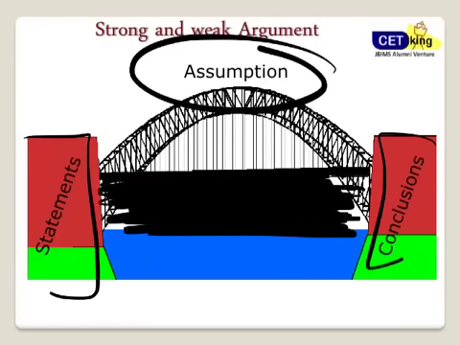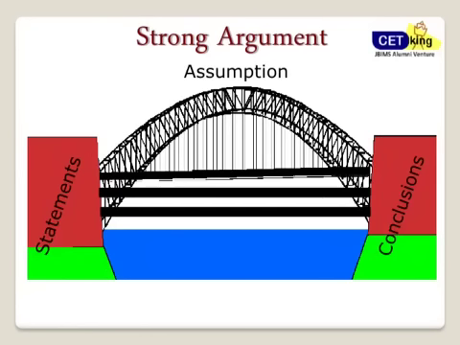Remember one thing, strengthening the argument is always easy. Strengthening and weakening, but obviously among these two, weakening is easier, because if you want to criticize anything, it's very easy. A strong argument is something which is going to make the bridge stronger, like the line that's showing the stronger bridge.